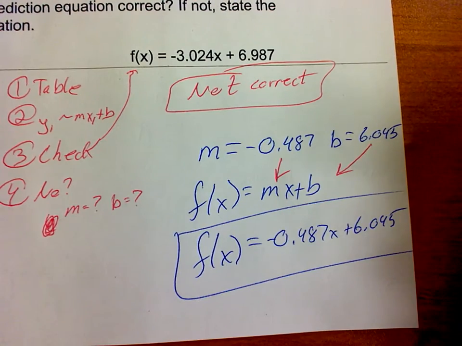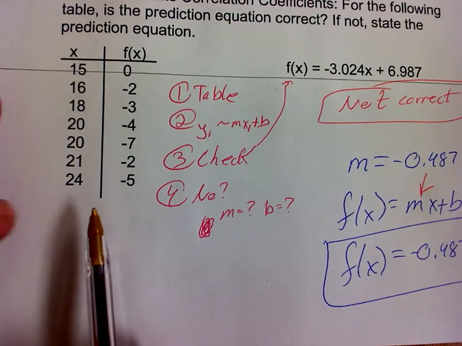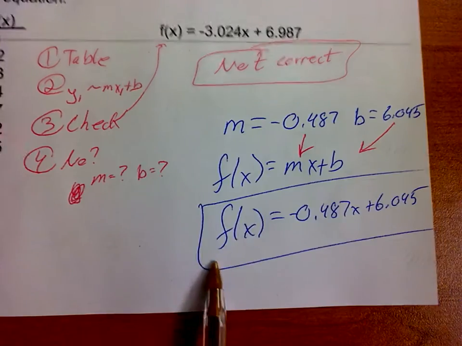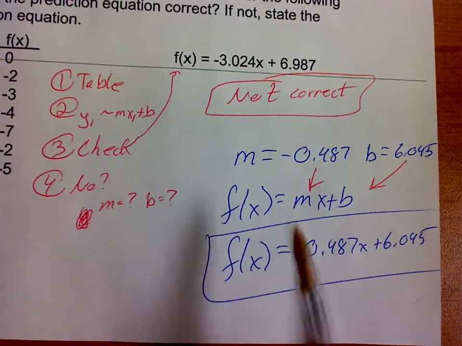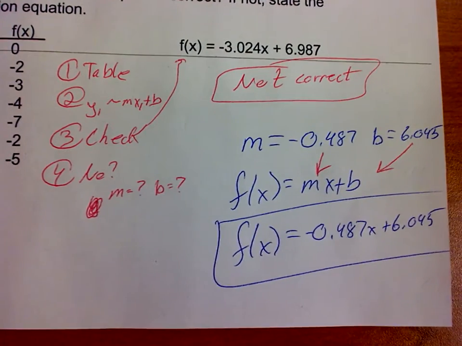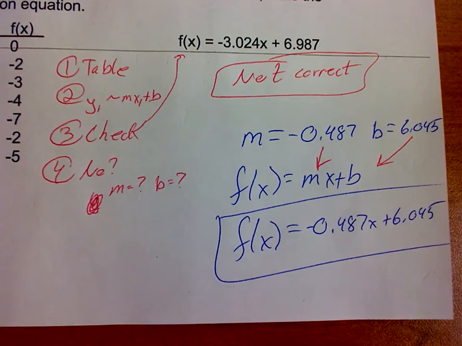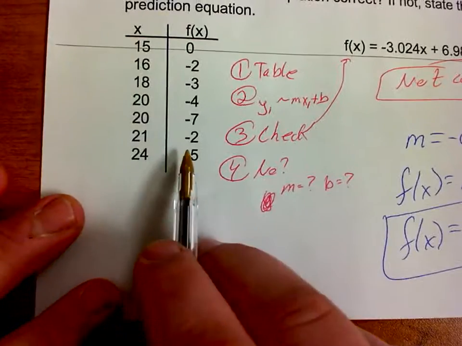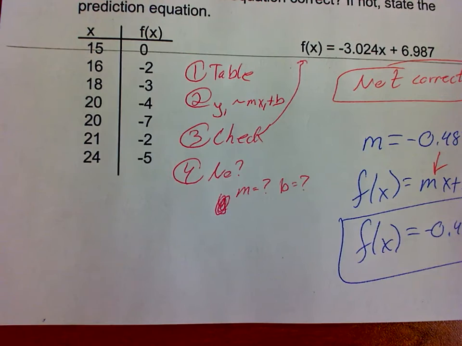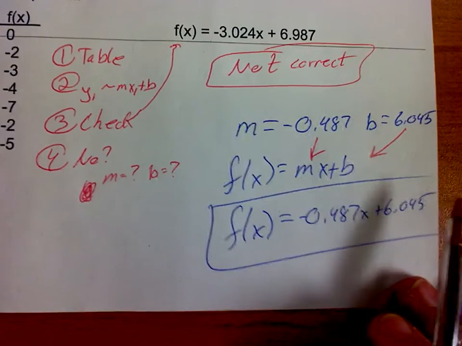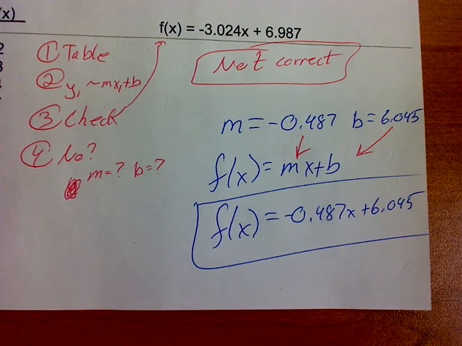Now, some other questions they could ask from us in this one, they might say, all right, what's the prediction at x is equal to 30? In which case, we would just plug in 30 everywhere we see an x and evaluate. They might also ask for the correlation coefficient in this one, in which case we could just state it. And by just looking at the numbers and looking at the slope, it looks like we would end up with a negative correlation here, okay?